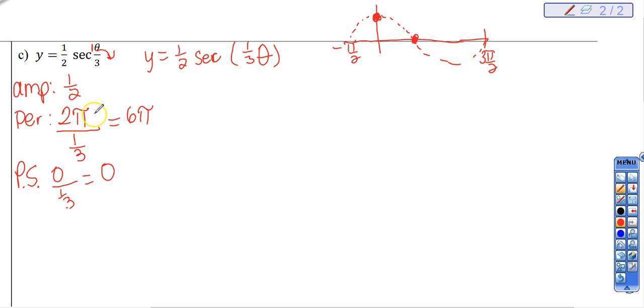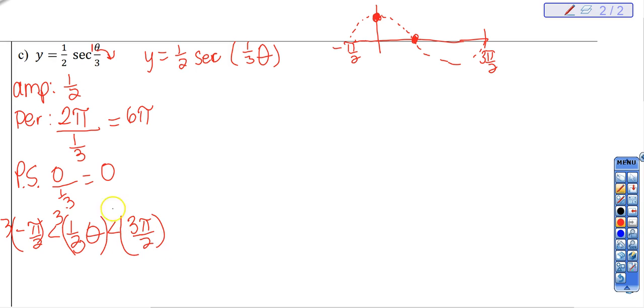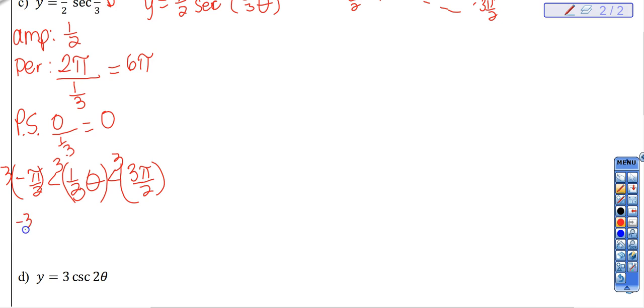The wave that maxes out and the wave that minimums. One peak, one valley. So we're going to start at negative pi over 2, less than 1/3 theta, less than 3 pi over 2. And then we're going to solve for theta. So multiply times 3 so that I do not have to create a complex fraction. You guys okay with me multiplying by the reciprocal? Yes. So times 3, times 3, times 3. All right, that gives me negative 3 pi over 2, less than theta, less than 9 pi over 2.